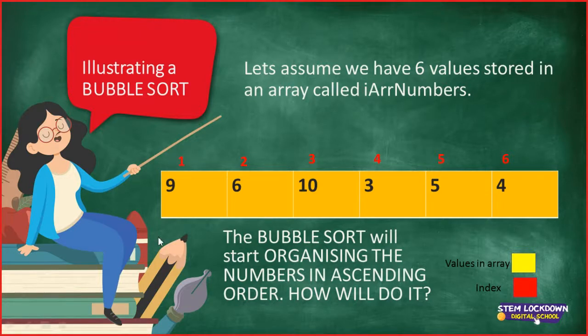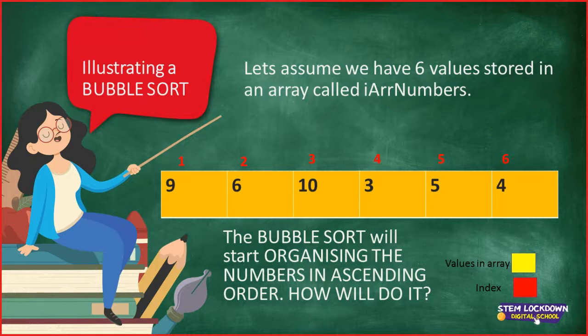So basically, just to expand on that, the number 9 is stored at index 1, number 6 is stored at index 2, 10 is stored at index 3, 3 is stored at index 4, 5 is stored at index 5 and 4 is stored at index 6. So let's look at how the bubble sort will go about arranging these values. Our job is to arrange these values in ascending order.